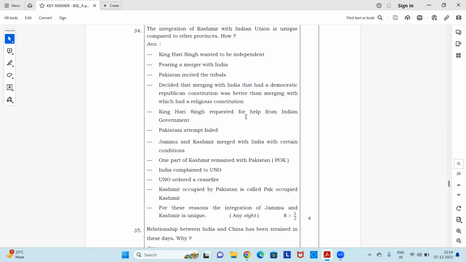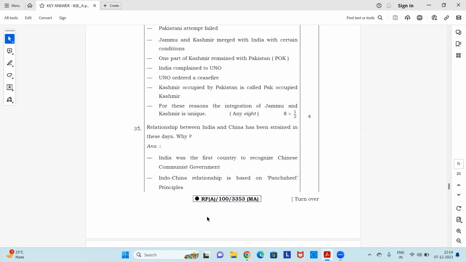King Hari Singh requested help from the Indian government. The Pakistani attempt failed. Jammu and Kashmir merged with India with certain conditions. One part of Kashmir remained with Pakistan. India complained to UNO. UNO ordered a ceasefire. Kashmir occupied by Pakistan is called Pak occupied Kashmir. For these reasons, the integration of Jammu and Kashmir is unique. Out of this, any 8 points could be written as your answer.